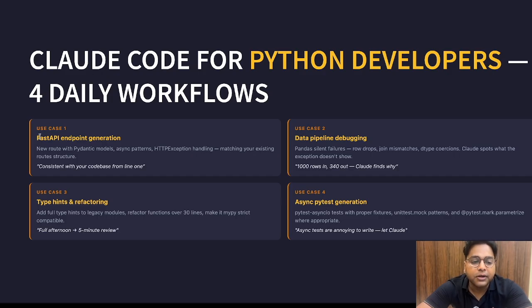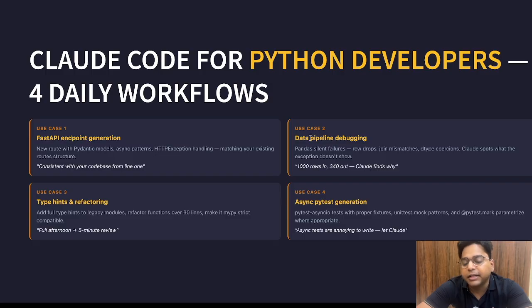First use case is FastAPI endpoint generation. So a new route with Pydantic models, async patterns, HTTP exception handling, matching our existing structure can be easily generated using FastAPI. It is consistent with the existing codebase from line 1.